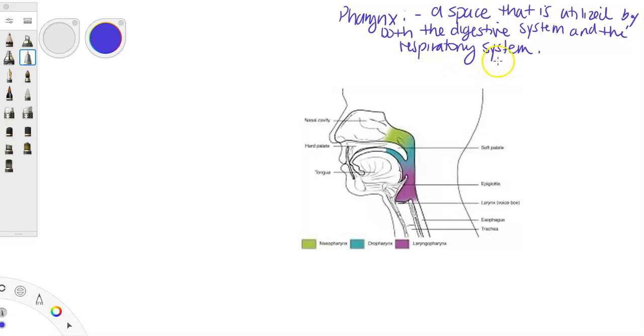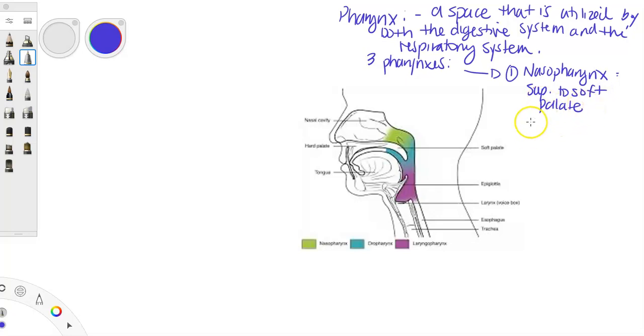Okay, so there are 3. We've already kind of been through this, but there are 3 pharynxes. You have the nasopharynx, and that's above the soft palate, so superior to the soft palate, and this is respiratory only.